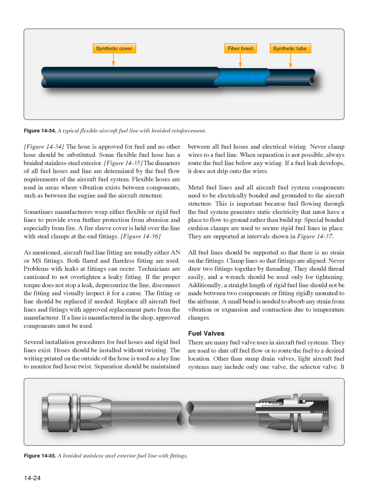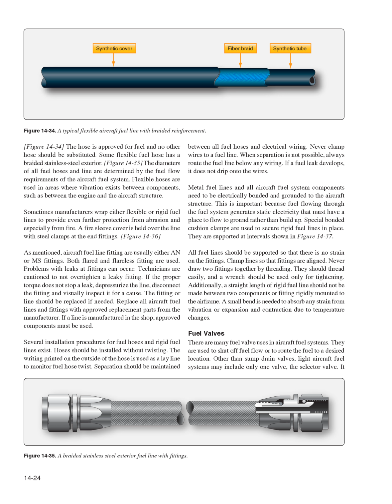Several installation procedures for fuel hoses and rigid fuel lines exist. Hoses should be installed without twisting. The writing printed on the outside of the hose is used as a lay line to monitor fuel hose twist. Separation should be maintained between wires and a fuel line. When separation is not possible, always route the fuel line below any wiring. If a fuel leak develops, it does not drip onto the wires.